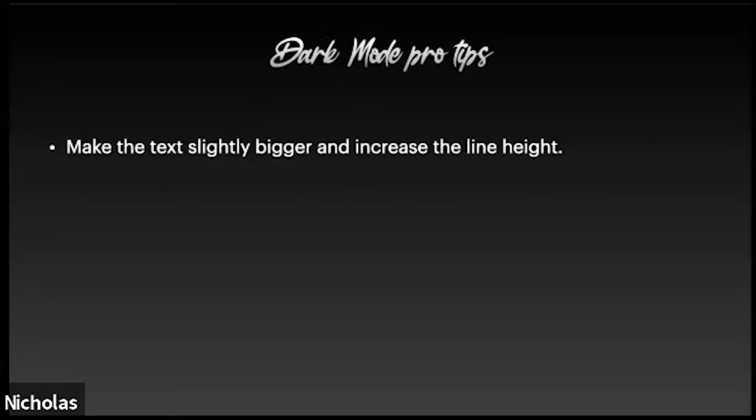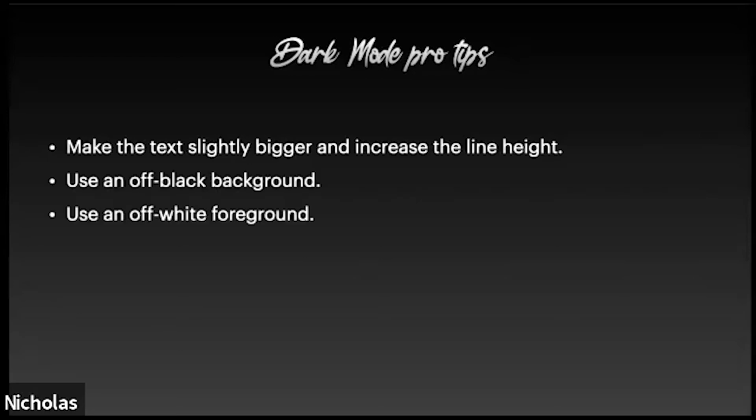Here are some pro tips for implementing dark mode that I found the hard way, that is by trying, failing, and trying again. Make the text slightly bigger and increase the line height. This makes it easier to read on screen. Use an off-black background and an off-white foreground. Don't use full black and full white because that massive contrast difference creates a disorienting effect when you're trying to read text on a screen.